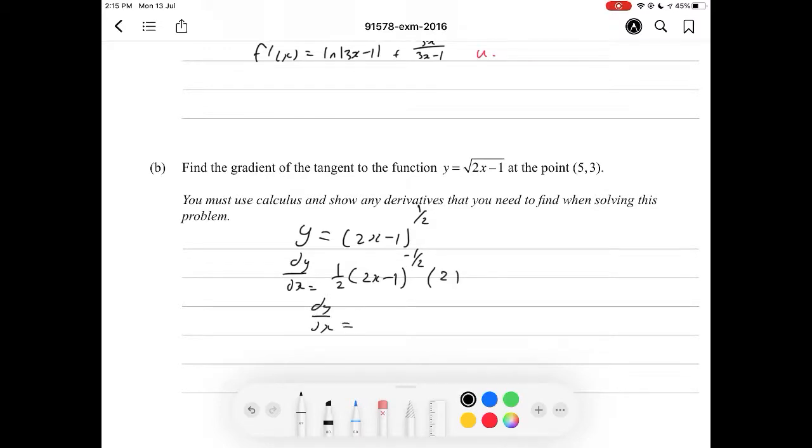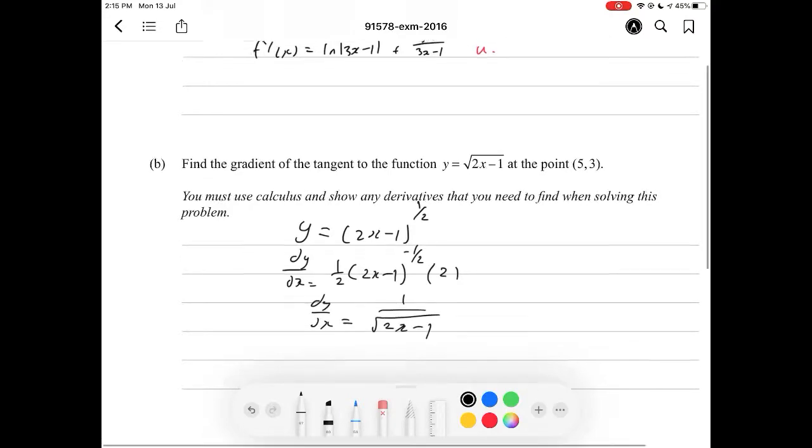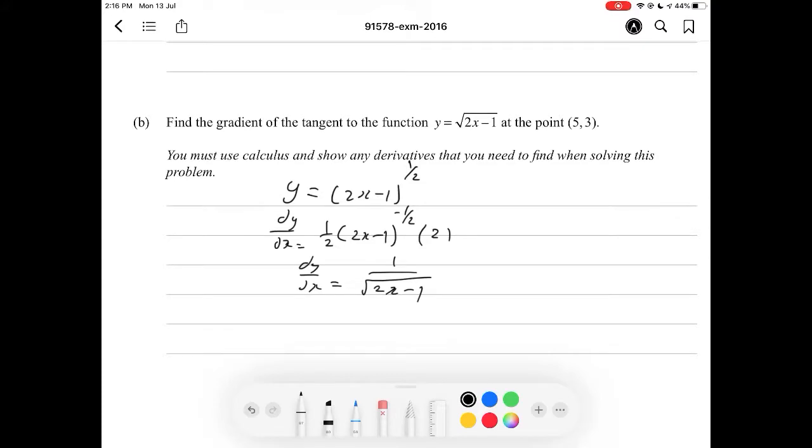So therefore dy over dx equals 1 over square root of 2x minus 1. Find the gradient at the point x equals 5, so dy over dx equals 1 over square root of 2 times 5 minus 1, which equals square root of 9, which is 1 over 3. So 1 over 3, that should just be another achieved question if you can get the final answer.